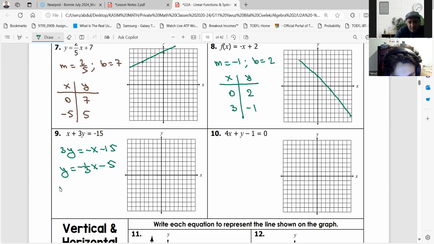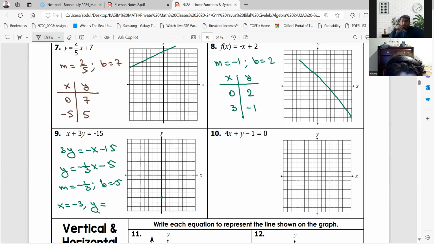So what is the slope? The slope is -1 over 3. And how about the y-intercept? The y-intercept is -5. That means that our line crosses the y-axis at -5: 1, 2, 3, 4, 5, and it is 1 point here. I need another point. How can I find the second point? If x equals, let's say, -3, can you tell me what is the value of y?